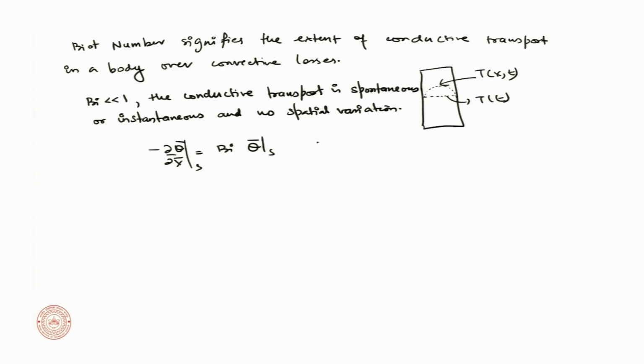In this case, if Biot number tends to 0, what we get is that del theta bar by del x bar at the surface will also tend to 0, which means that theta bar at the surface will not be a function of x bar. So, there will be no spatial dependence, it will only be a temporal dependence. With this understanding, we need to revisit our energy balance.